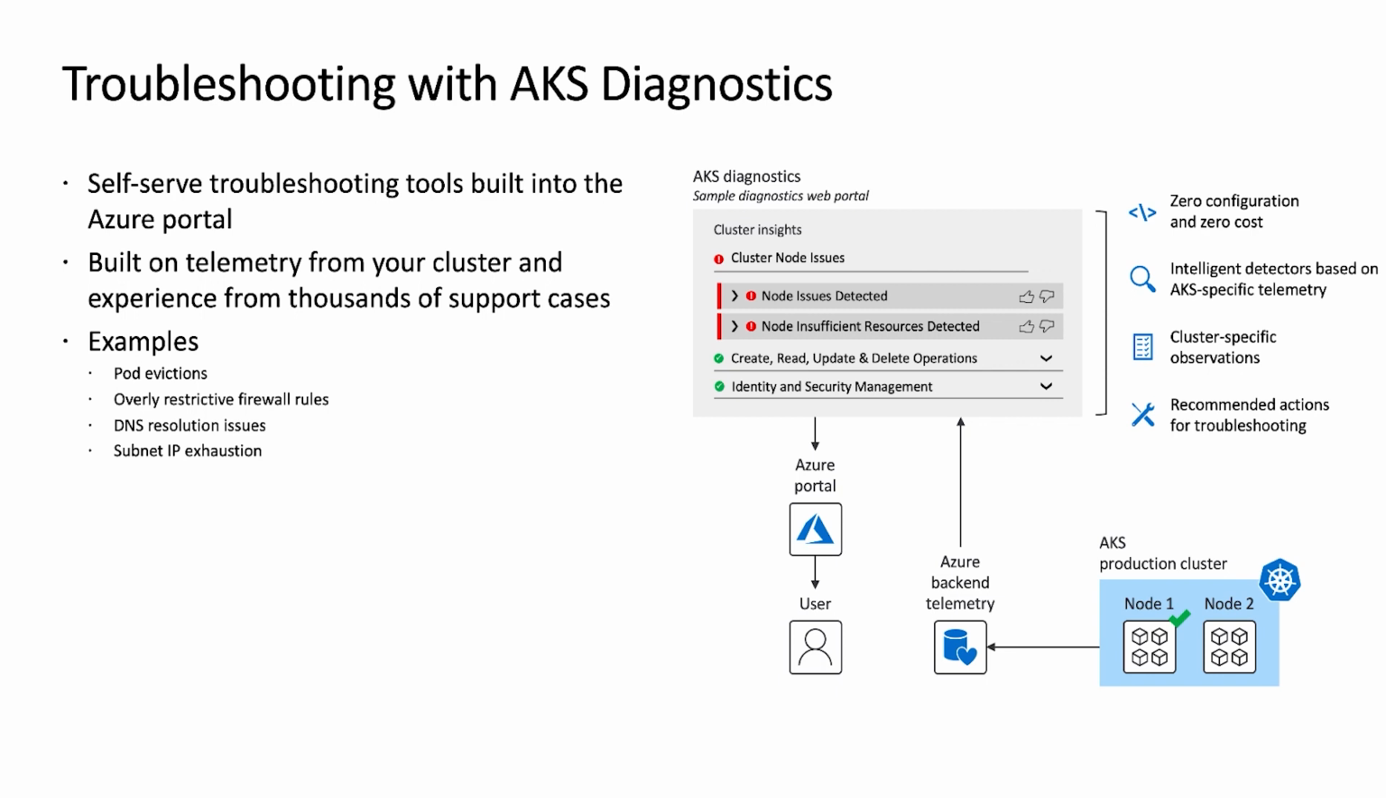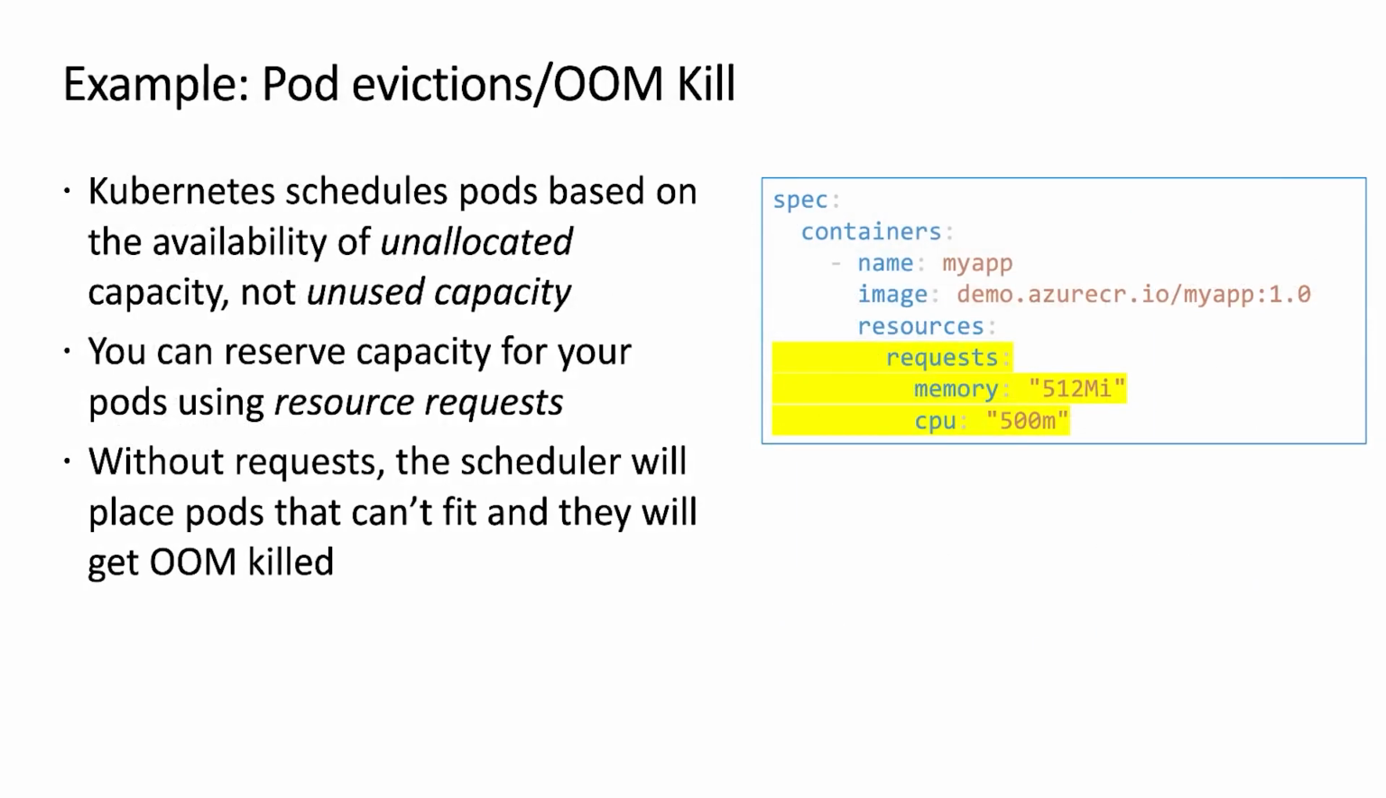A few of the examples that you'll see in that diagnostics experience today are around pod evictions, very restrictive firewall rules, which is a common source of issues in terms of how the cluster operates, issues with DNS resolution, and subnet IP exhaustion. There's a whole series of additional checks that we perform against the cluster. But I want to dig into one specifically, because this has been a very common source of issues for customers and, much like pod disruption budgets, is not obvious as you are learning Kubernetes for the first time. It's really critical to understand in order to ensure that your cluster operates correctly and that your applications stay available. And that is the pod evictions or OOM Kill recommendation or troubleshooting step.